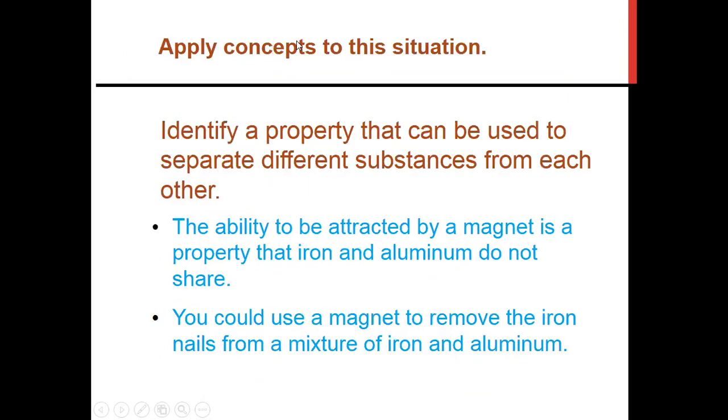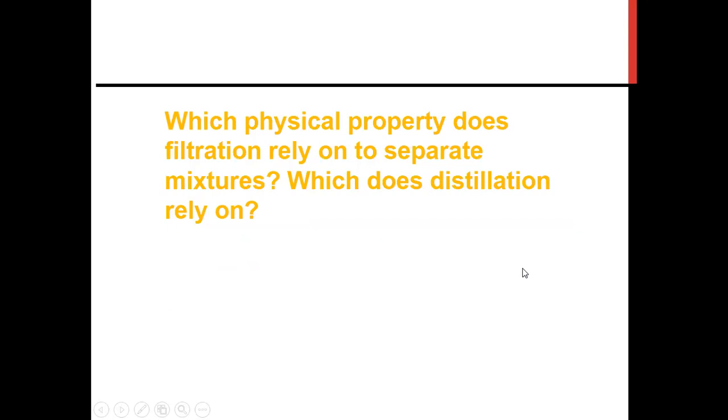Okay, apply the concept to this situation. Identify a property that can be used to separate different substances from each other. The ability to be attracted by a magnet is a property that iron and aluminum do not share. You could use a magnet to remove the iron nails from a mixture of iron and aluminum.